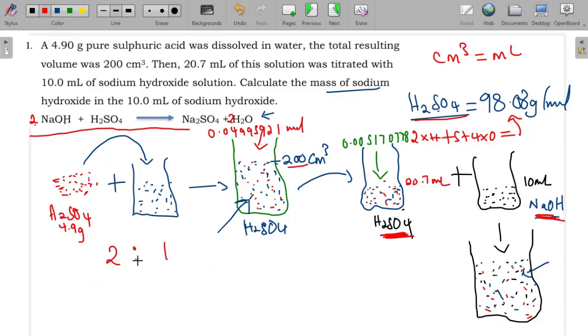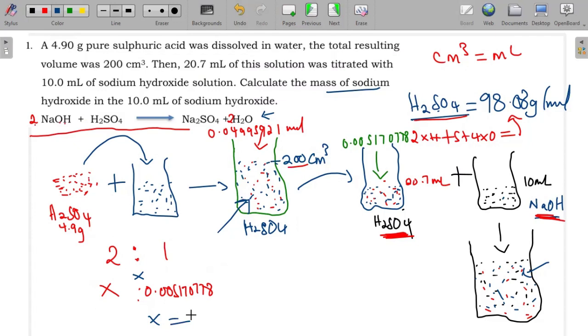Okay, so if I have these moles for the sulfuric acid, 0.0051 70778. Okay, how many moles of sodium hydroxide am I going to have? So we cross multiply, so it means X will just be equals to 2 multiplied by this number. Okay, so that will be 2 multiplied by the answer there.